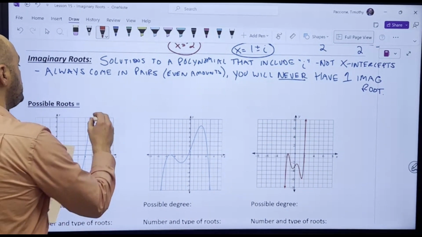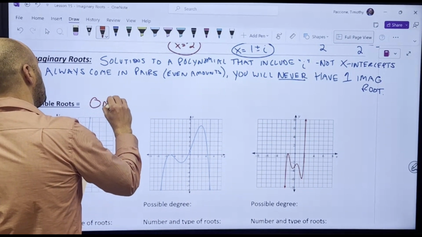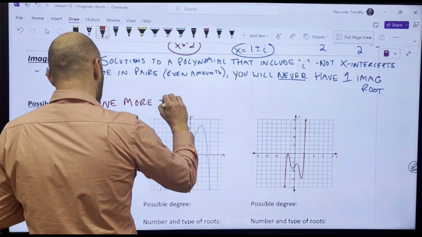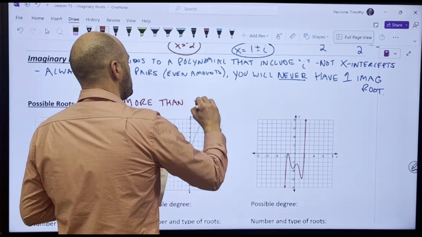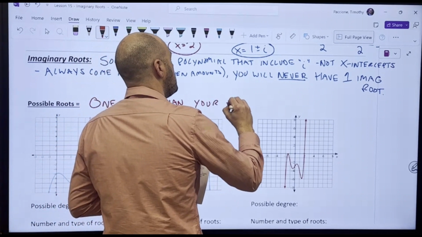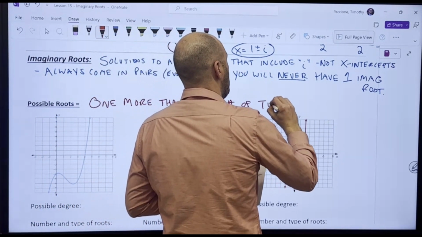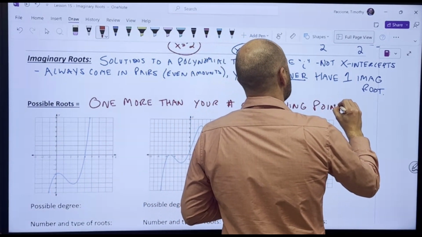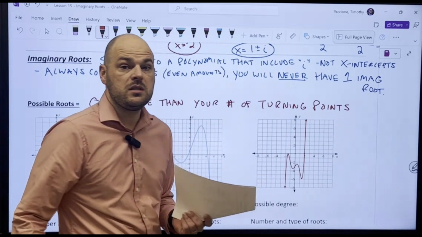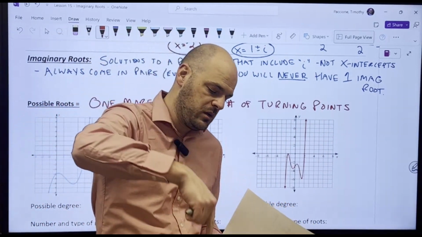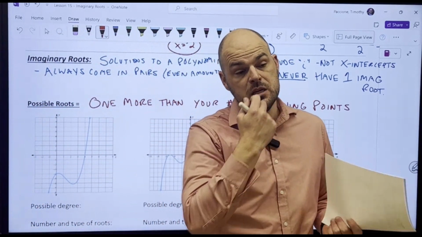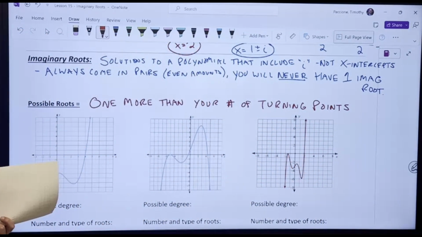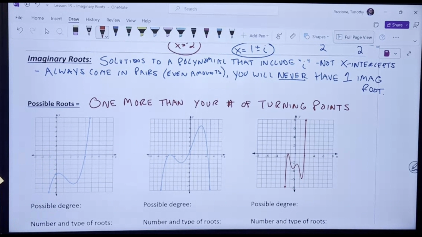Your possible roots are one more than your number of turning points, right? So turning points, again, are those times where the graph's going up and it starts to go down, or it's going down and it starts to go up. So if you count them, then you'll know your possible roots. It's one more than that, right? And we'll look at some examples, okay?